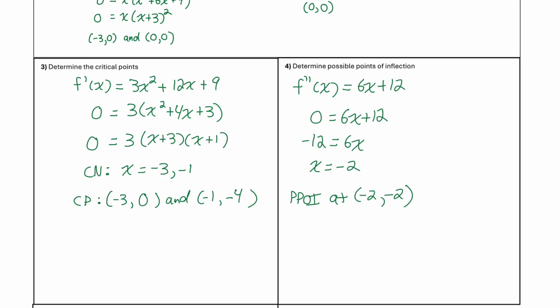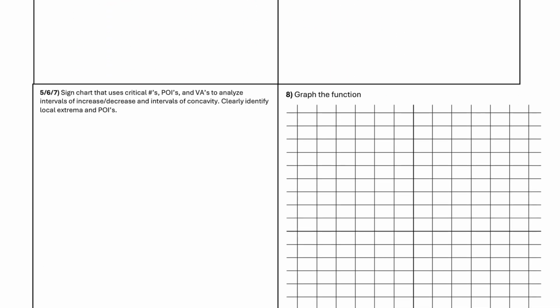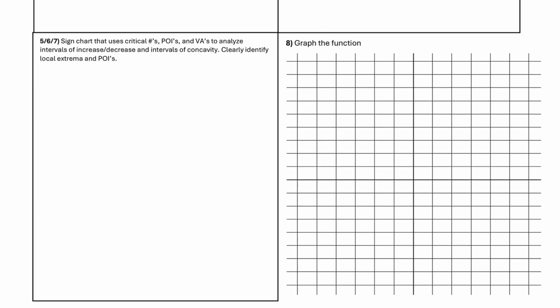So at this point, the function might change concavity. And at these 2 points, there might be a local max or local min. I have to check if there are local extrema or points of inflection by making a sign chart that uses those critical numbers and possible points of inflection as dividing points and will test within the intervals that they create.